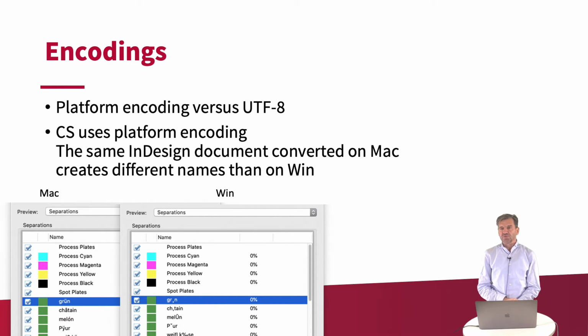These applications are using platform encoding, and platform encoding, as the name says, is specific to the platform you're working on. So the platform encoding on a Mac would give you a different character code than the platform encoding on a Windows machine. That means from our example InDesign file, we would get different spot color names, whether we would use the very same InDesign file and convert it to PDF on a Windows computer, or convert it to PDF on a Macintosh computer.